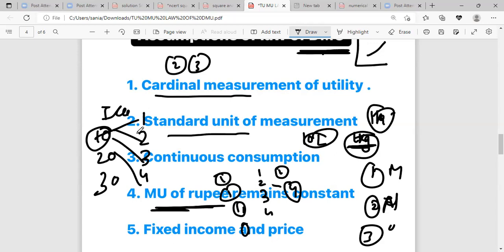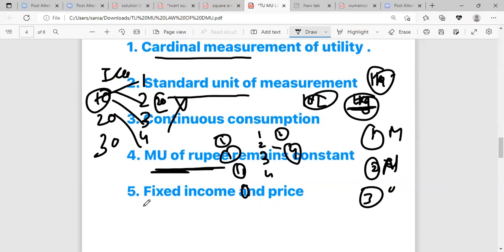It should not be like that. Okay, ma'am, I'm eating ice cream, but the second one you ate was of 20 rupees. No, that is wrong. Clear? So the MU of rupee should remain constant. Now, fixed income and the price.